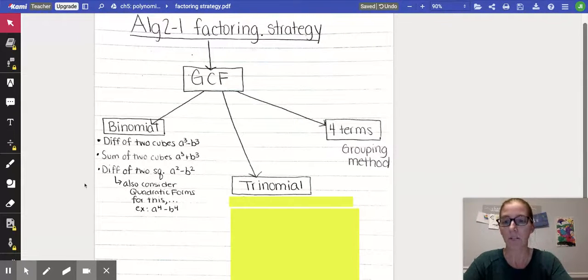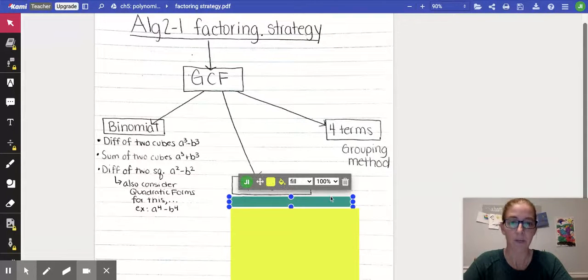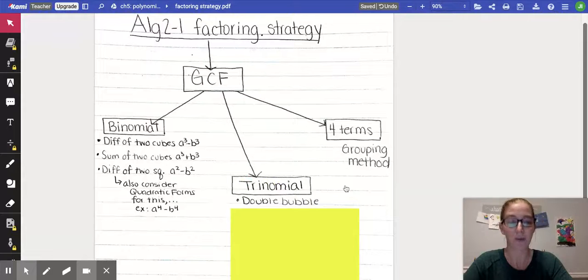When you're looking at your difference of 2 squares, you should also consider things that are considered a quadratic form. So for example, a to the 4th minus b to the 4th is also considered a difference of 2 squares problem.